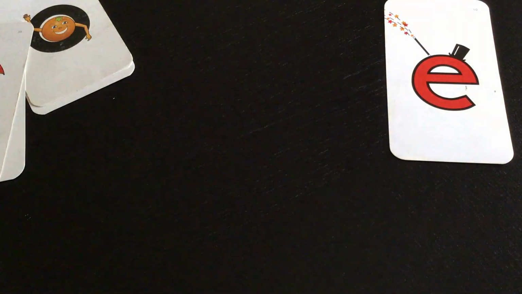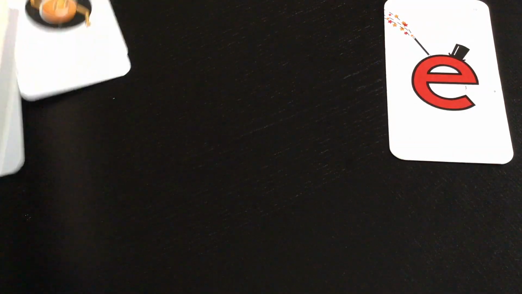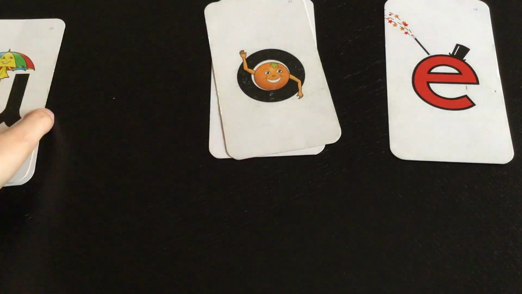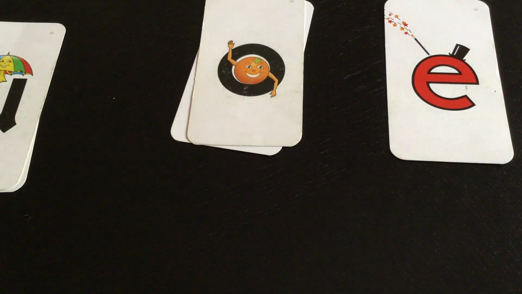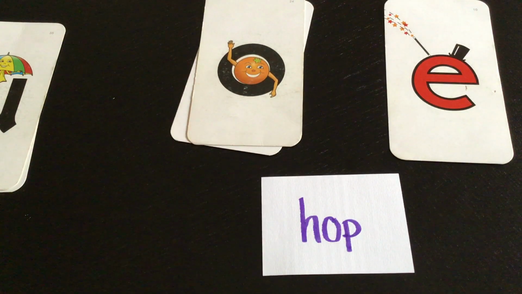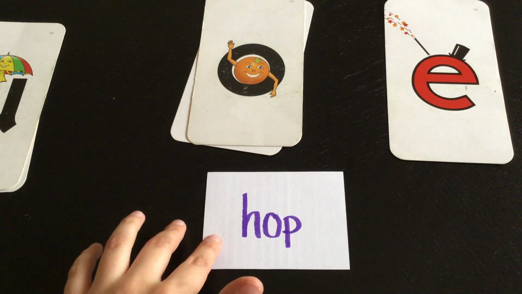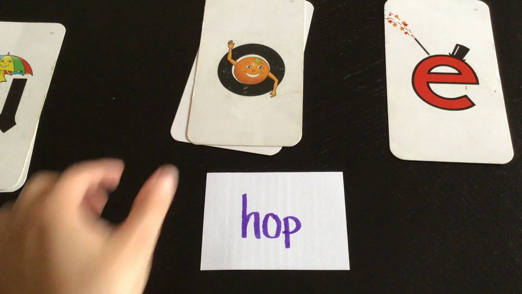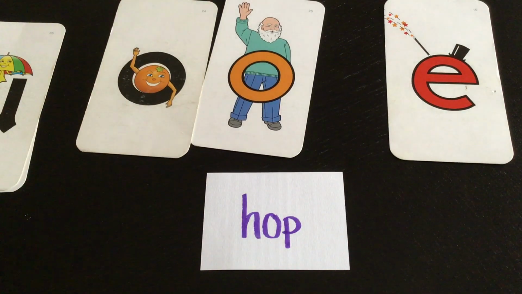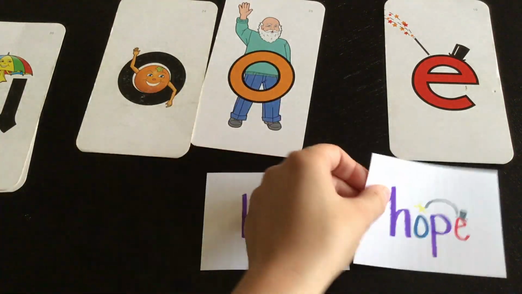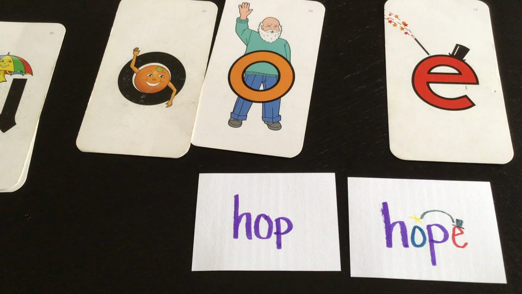All right, let's switch to Mr. O. Let's look at Mr. O and what Mr. O does in words. Oscar Orange and Mr. O. Okay, what's this word? Word family word. Hop. Okay, when we shoot sparks and Mr. O comes out, we get the word hope. I hope we go back to school soon. Hope. Right?